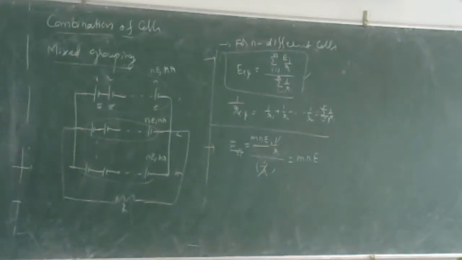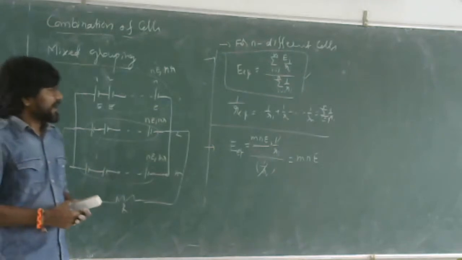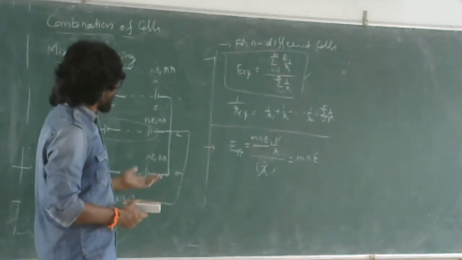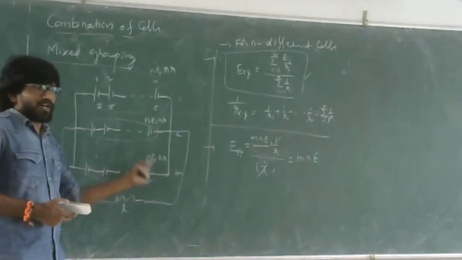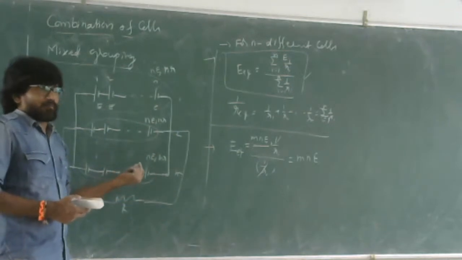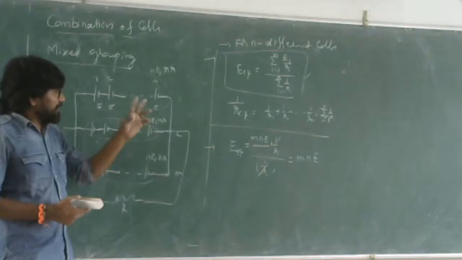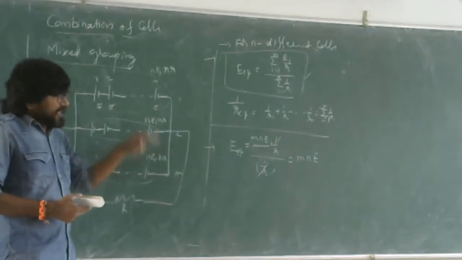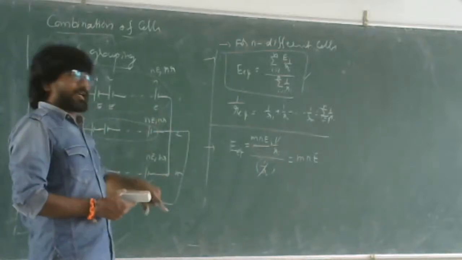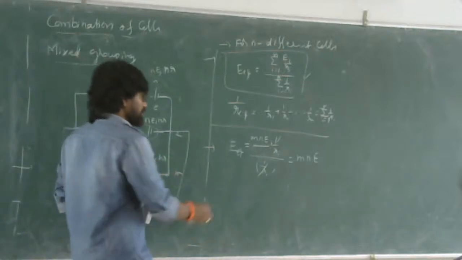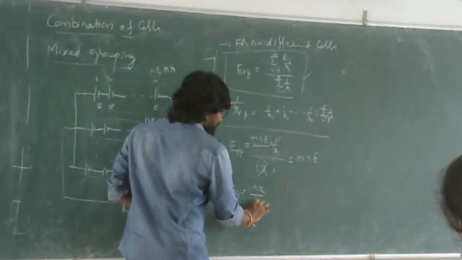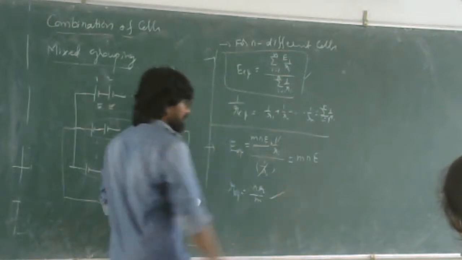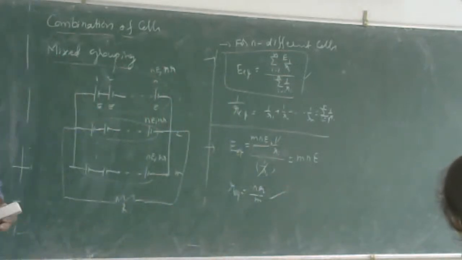Otherwise you can finish. So hence R equivalent. M number of resistors R in parallel, it is R by M. But NRs are in parallel, NR by M. You get NR by M. So here R equivalent is equal to NR by M, very small r by M into R equivalent. That's it. Is it clear?